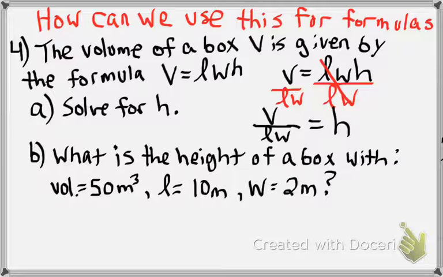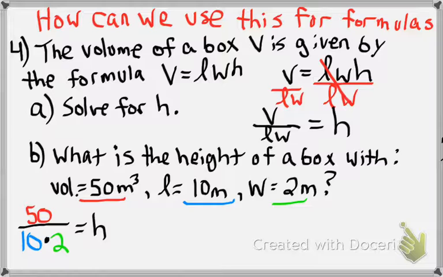And by the way, that'll happen if you have a formula. If they give you everything but one of these items, you'll be able to find whatever was missing. So in other words, you're plugging in what you know, and you're solving for what you don't know. Anyways, so let's plug what we know into our new formula. So if we plug it all in, we plug in 50 for volume, 10 for length, and 2 for width. We have 50 over 10 times 2.